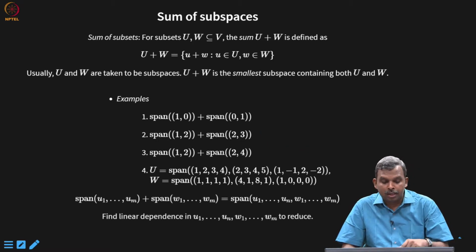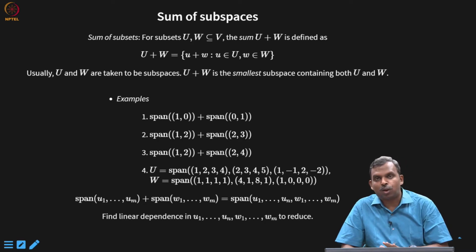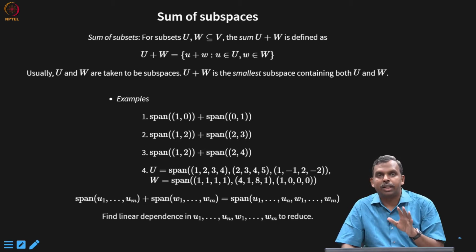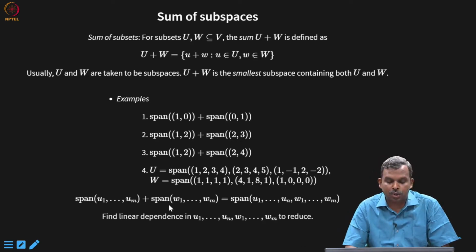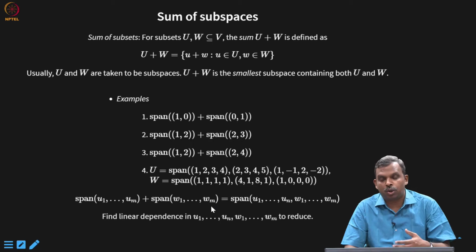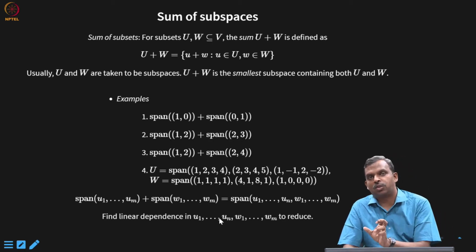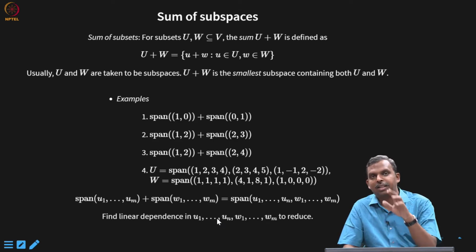You can see that in general, the span of a set of vectors plus the span of another set of vectors is basically the span of all those vectors put together. So you just collect all of them together and you will get the span. If you want to understand what that is, you take that set of vectors, find linear dependence, and reduce. So, the span of u1 to um is given to you, the span of w1 to wm is known to you. How do you find the sum of those two subspaces? You simply take the list of vectors, collect them together, and find the span of all of them.